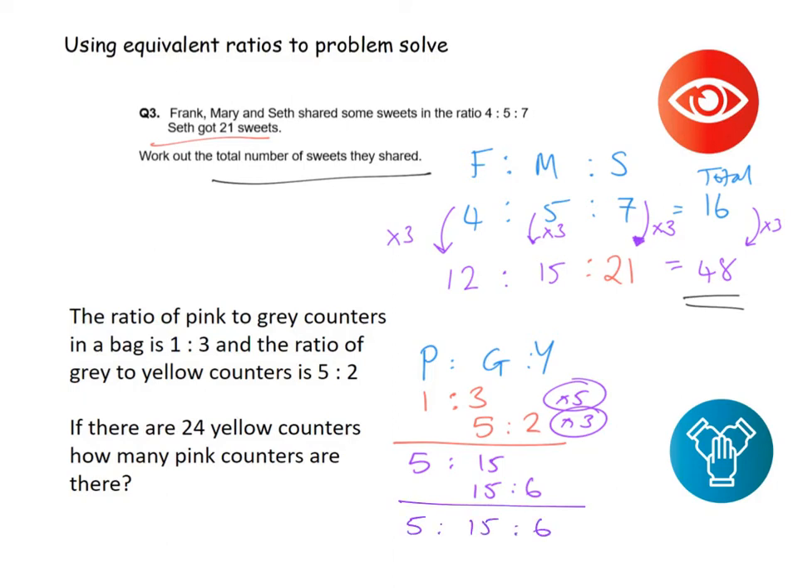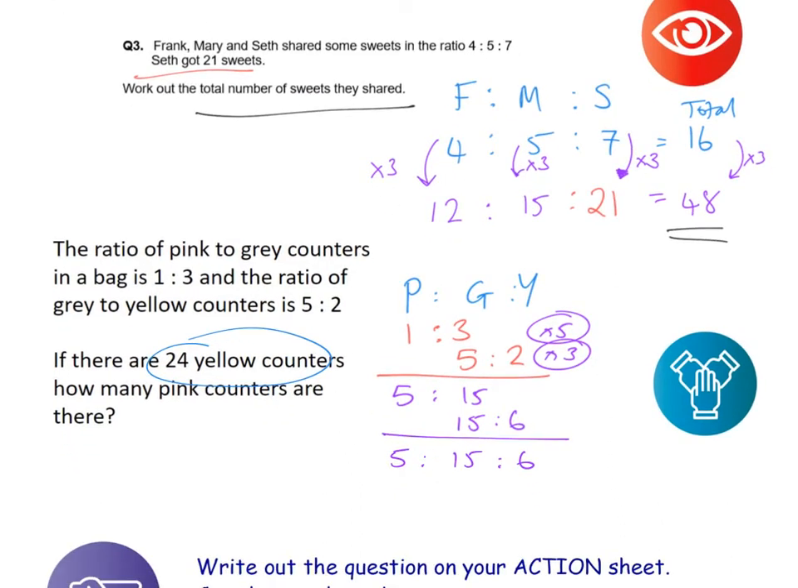If there are 24 yellow counters in the bag, so I'm going to put that underneath the yellow. How many pink counters are there? That's the question. So we're going to times this side by 4. So that means I have to times this side by 4. So the answer is going to be 20.